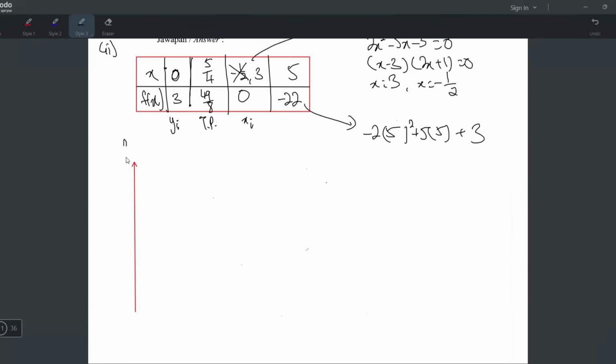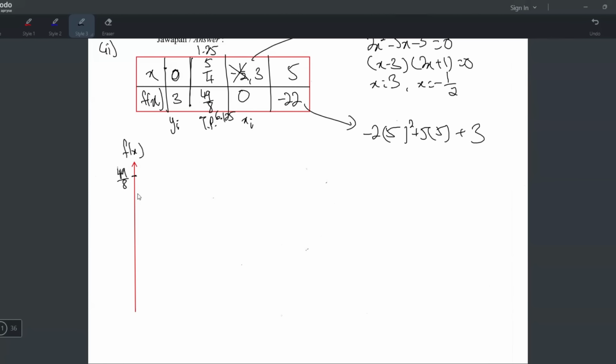Okay, and after drawing the y-axis, start by labeling the highest y value. So you have 3, 49/8. Okay, let's change this to decimal. 5/4 is 1.25. 49/8 is 6.125. The reason you change to decimal is so that you know roughly where it's located. So let's make this the 49/8, so that means this one is 6.125.